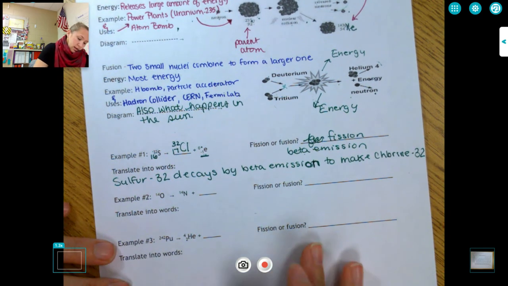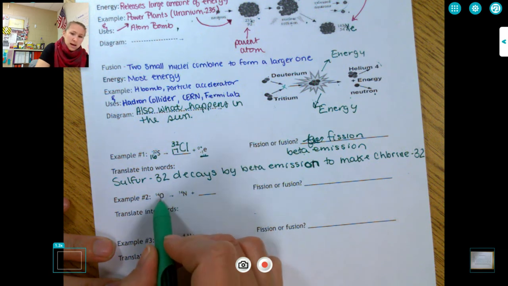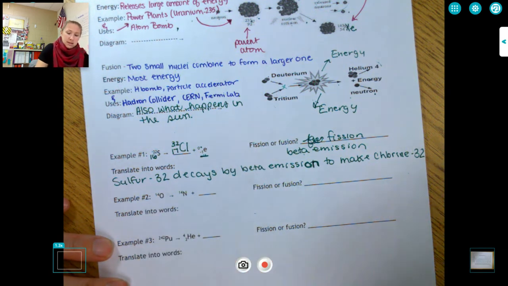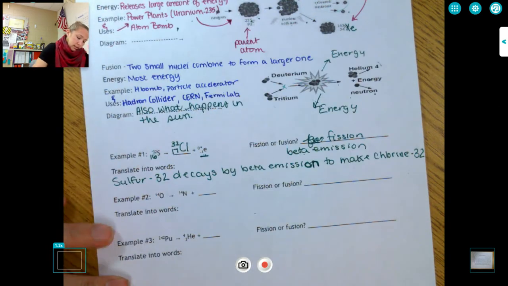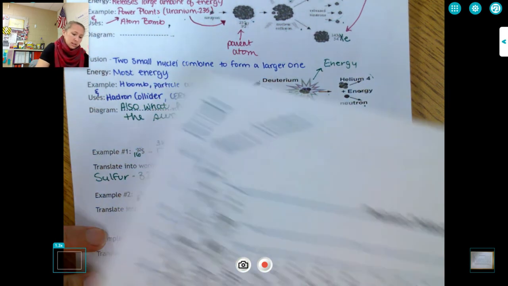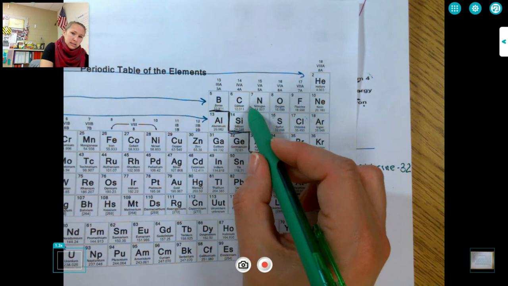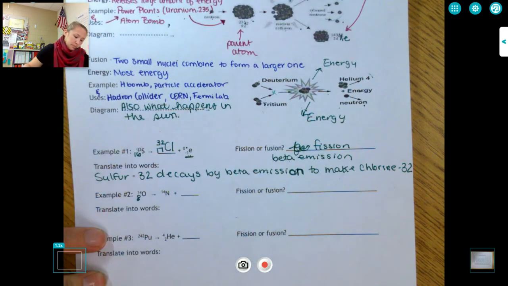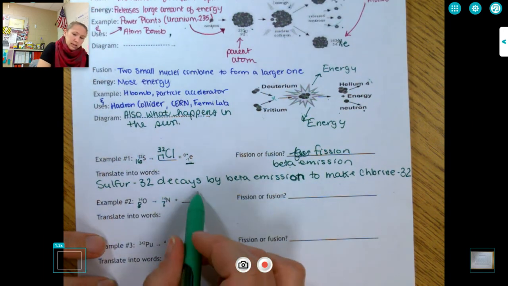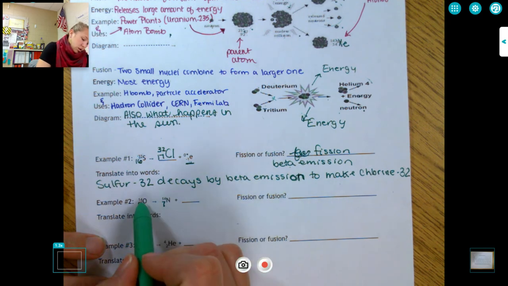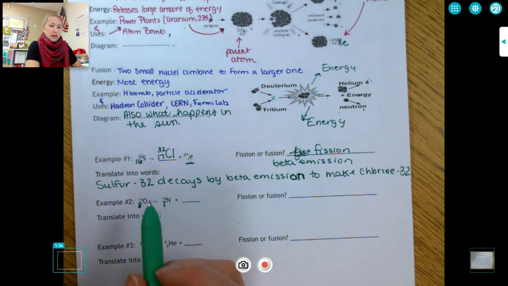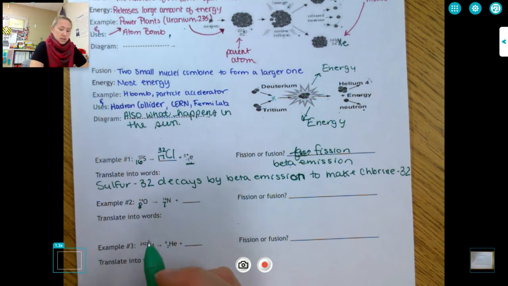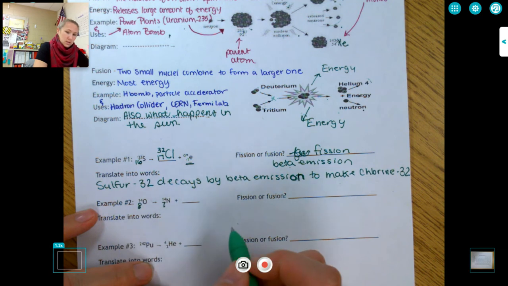My next one, I have O and N. O is oxygen. We need to look at its atomic number. Oxygen's atomic number is 8. So we put the 8 there. Nitrogen's atomic number is 7. Then we need to fill in our missing particle. Charge is conserved and mass number is conserved. So our mass number on the left is 14. On the right, it's 14. So that means something plus 14 is 14. That must be 0.